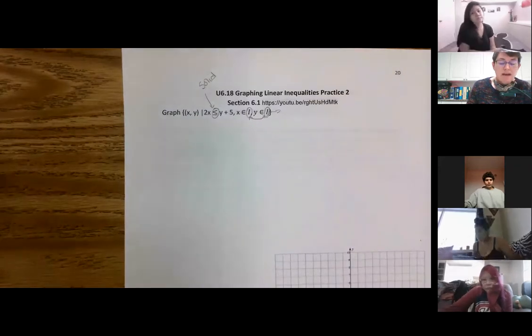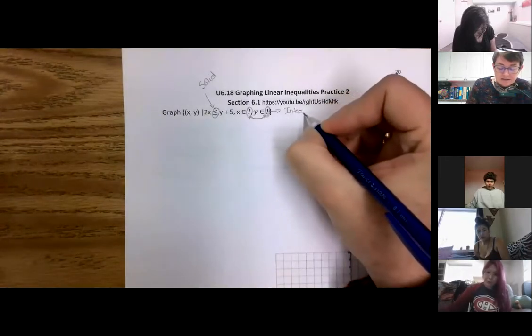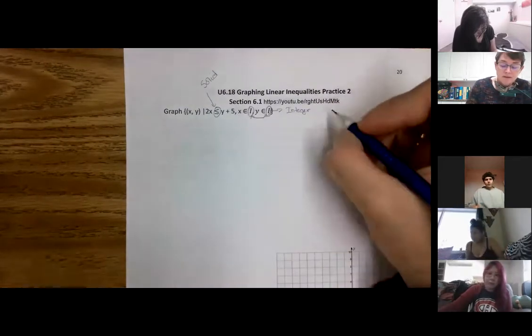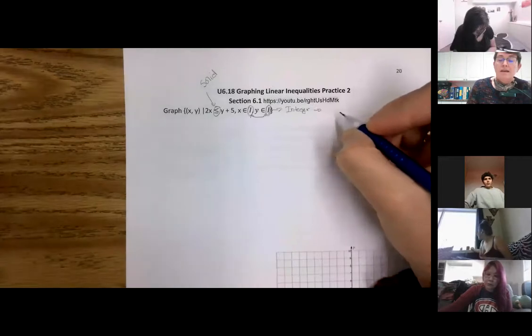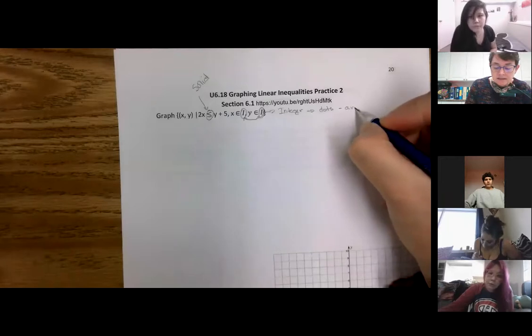So Michelle, what does the I stand for? All right. Integer. So that means we can have positive or negative, but they're whole numbers. What you need to know, and for this inequality, it means you're going to do dots. So everywhere the lines intersect, you're going to put a dot, and any quadrant is fine.